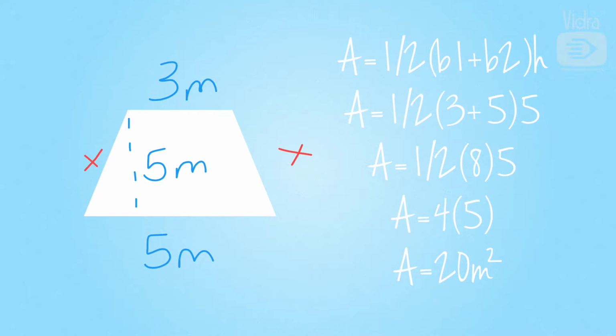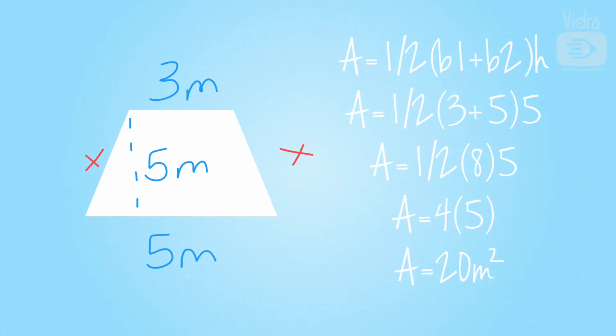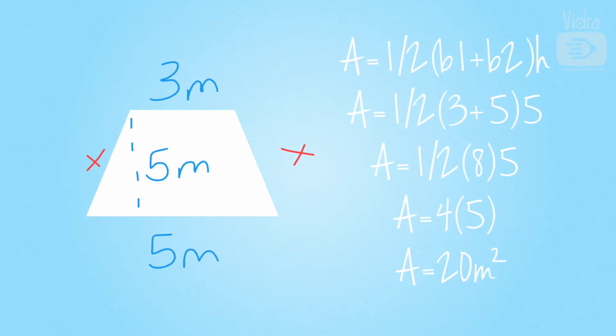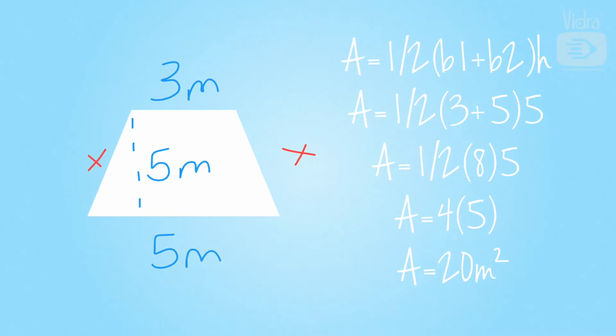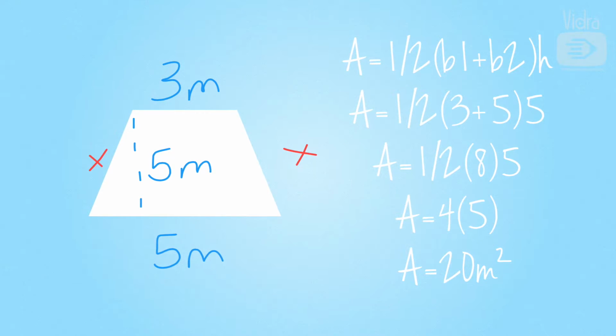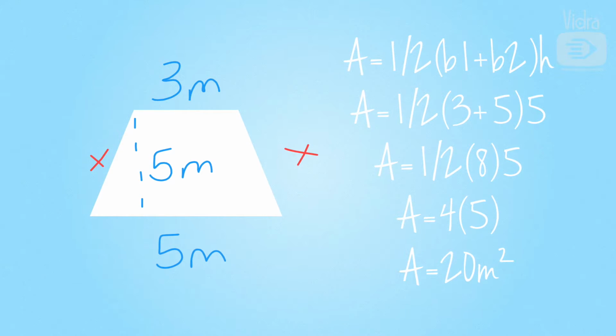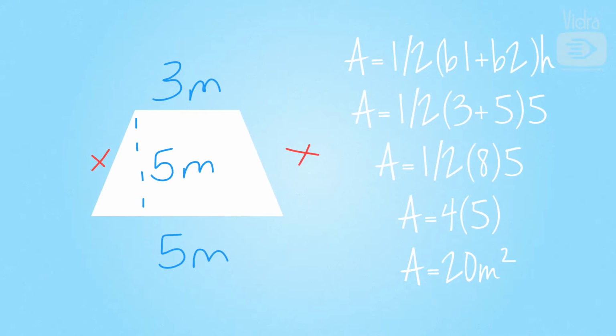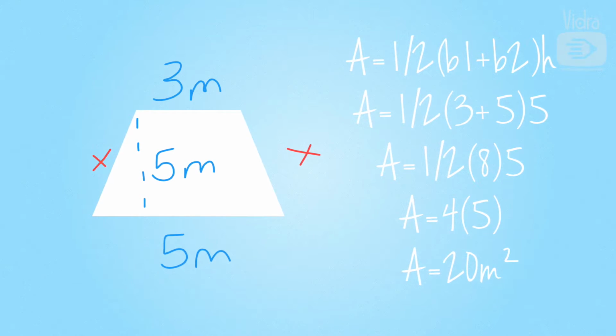It's also important when you're looking at a trapezoid, if you see measures on the side where the red X's are, those numbers are not there to help you find the area. You do not need to multiply, subtract, add, or divide with those numbers. So we have our three numbers that we're using.